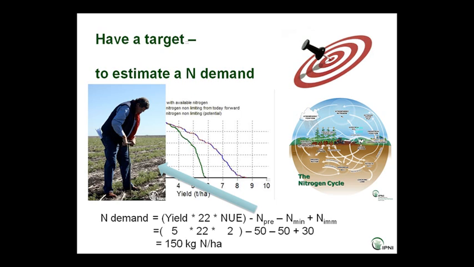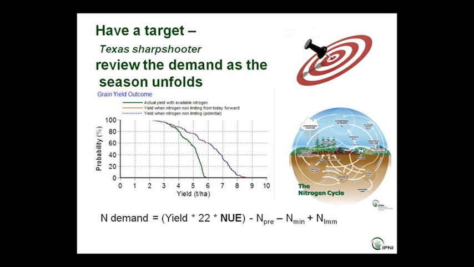So if you do that sum for a 5-tonne wheat crop, 5 by 22 by 2, minus, let's say, 50 measured, 50 estimated, 30 tied up, that's 150 kilograms per hectare. Don't be scared by that number, and I think that sometimes does scare farmers, particularly when you say, let's target 8 tonnes, and suddenly the number goes up to 220 or 230 kilograms. Just because you've got that target doesn't mean you need to do it, because you need to be a bit of a Texas sharpshooter. What a Texas sharpshooter does is fire the bullets and then draw the target around where the bullets hit. So you're always right.